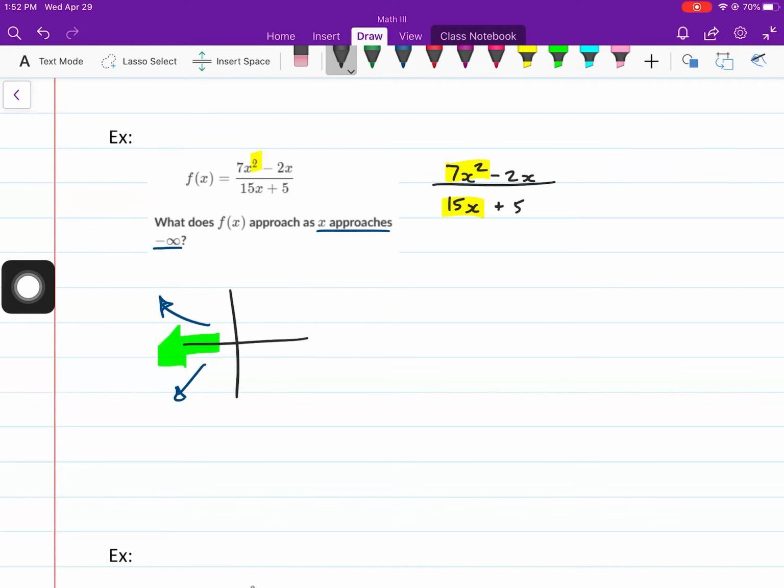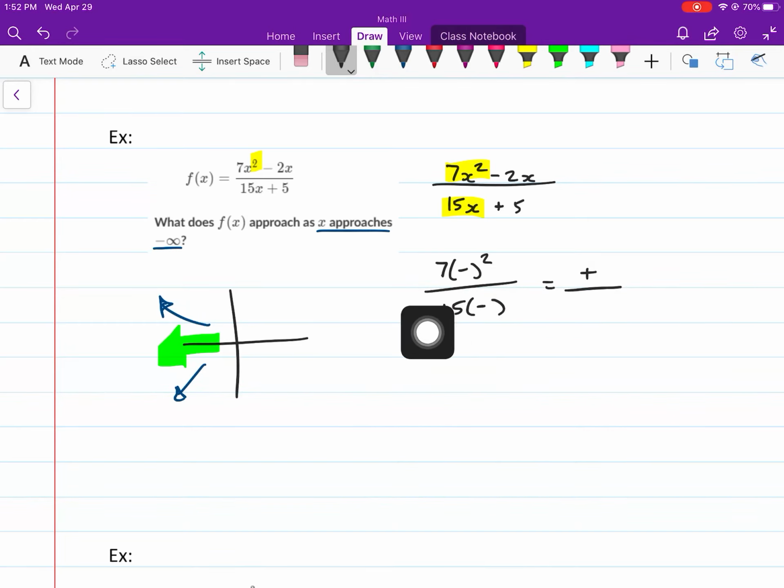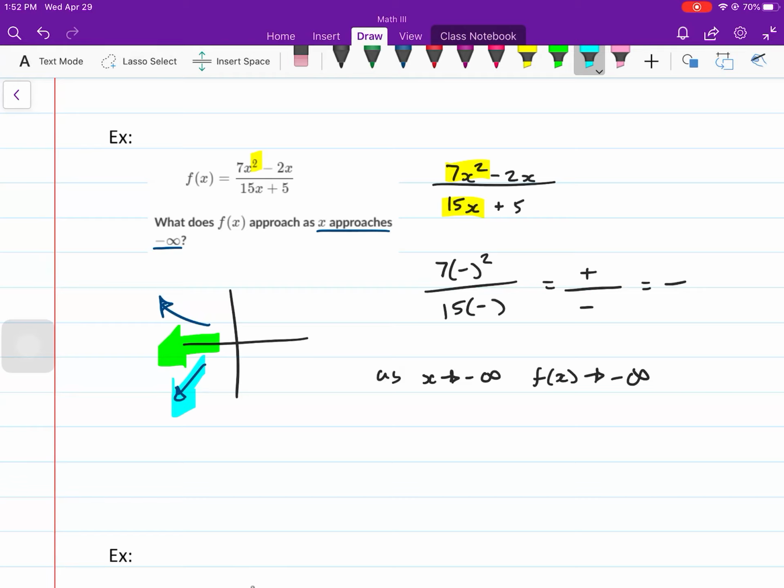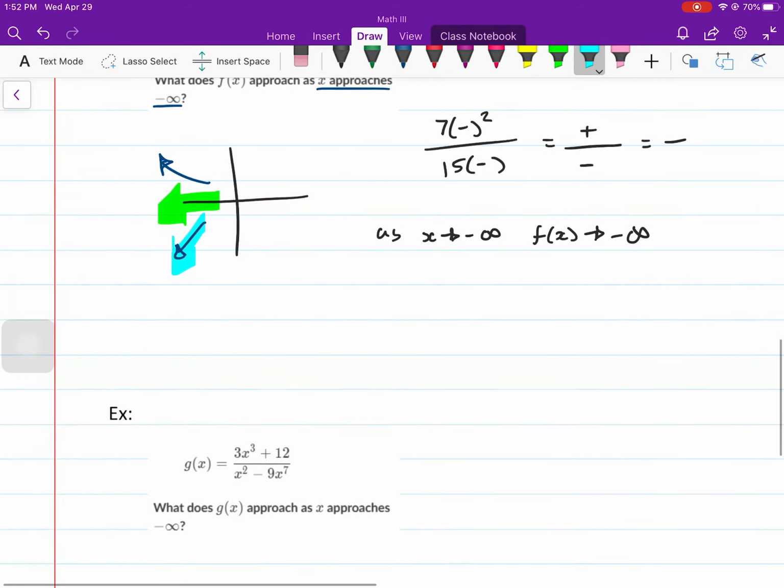So what we would have is 7 times a negative squared over 15 times a negative. So if you think about that, 7 times a negative squared is positive. Why is that? Because negative squared becomes positive. Negative times a negative is positive. Times 7 is positive. And then 15 times a negative is negative. So positive over negative is negative. So as x approaches negative infinity, f of x is going to also approach negative infinity. So the answer is going to be this one here. It's going to be going down to negative infinity.